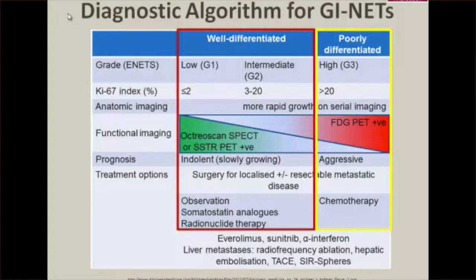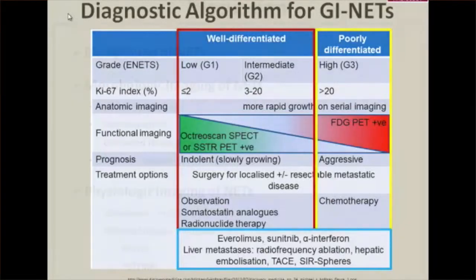Again, there's surgery and then observation or going towards the aggressive route. And certainly there are several different approaches in terms of both systemic treatments as well as focused liver treatments, including radiofrequency ablation, embolization, TACE, and now SIR-Spheres. That's the general whirlwind background.